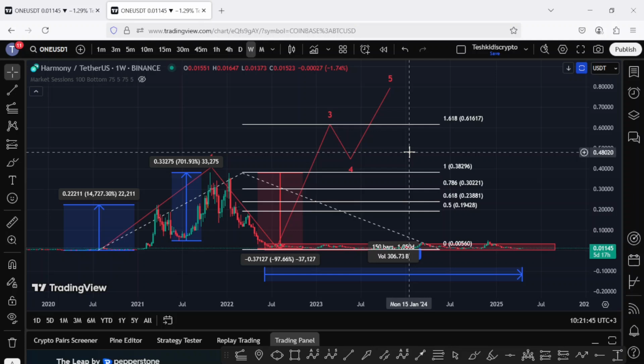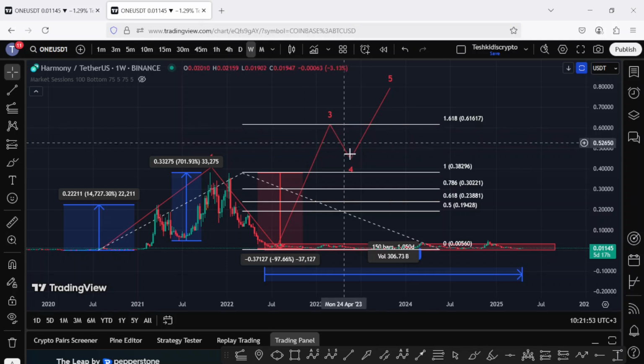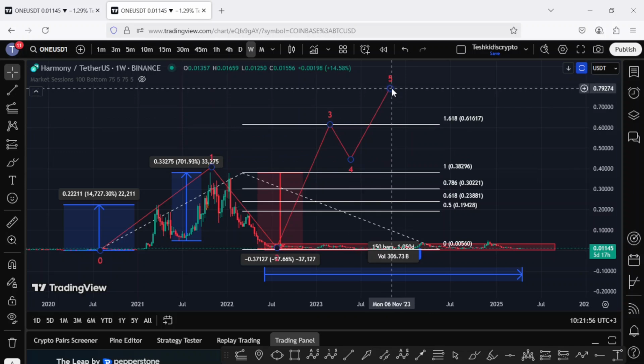If that target area is hit, then Harmony 1 will be able to give us a new all-time high in this bull market. Then we can expect a wave 4 and then continue pushing even higher in the formation of that wave count 5. So that is the roadmap that I'm expecting Harmony 1 to follow on the short term and also on the long term. Let's be patient and see how that plays out, and I will ensure you stay up to date.